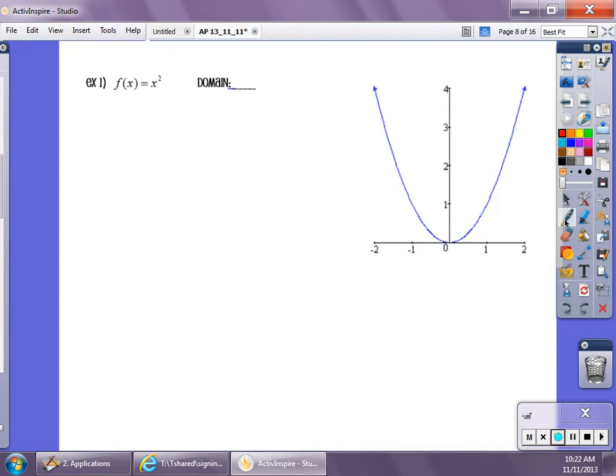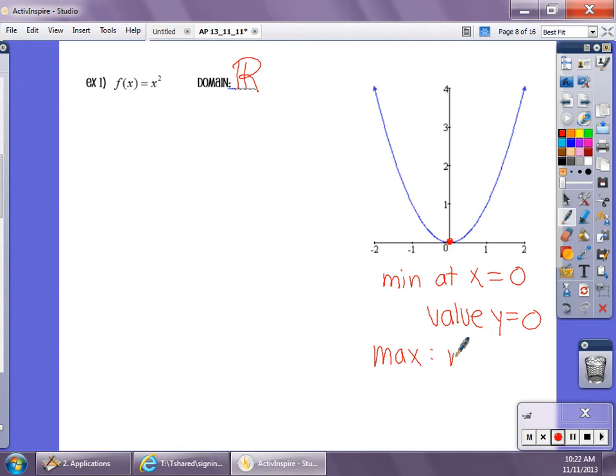What's x squared's domain? All real numbers. So given that this is all real numbers, does this function have a minimum? Yes. Here is your minimum. The minimum occurs at x equal to 0. The value of the minimum is the y value, y equal to 0. So the minimum happens at x equal to 0. If they ask you for the value of the minimum, that would be the y. It would be 0. Does it have a maximum? No. So if I asked you about this function, you would be able to tell me this very simply, very easily.